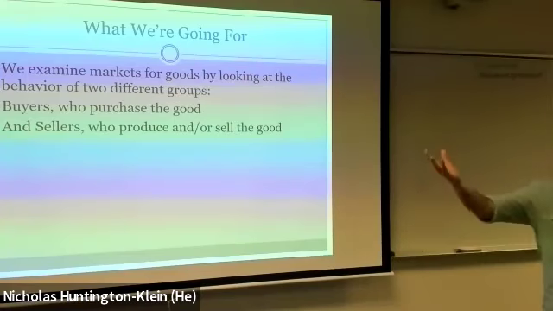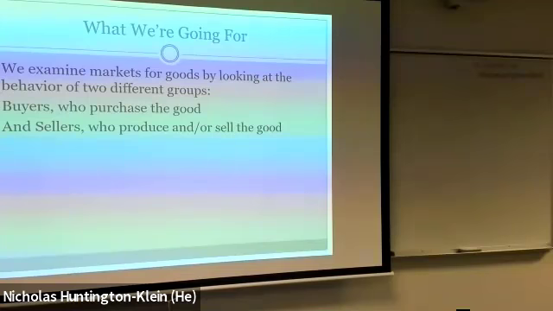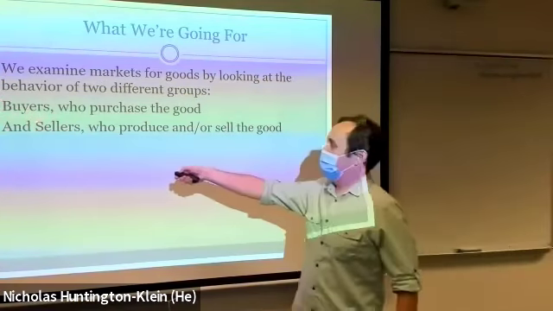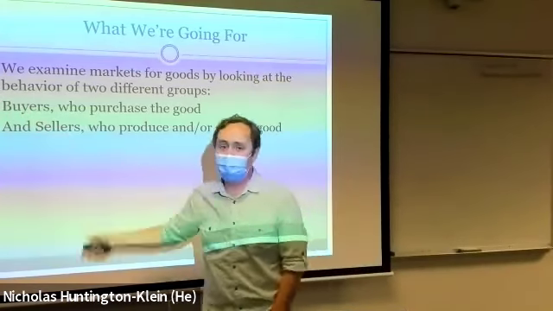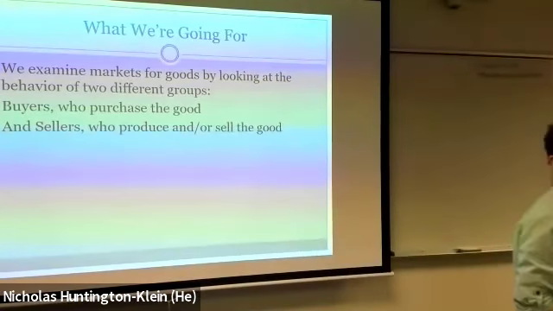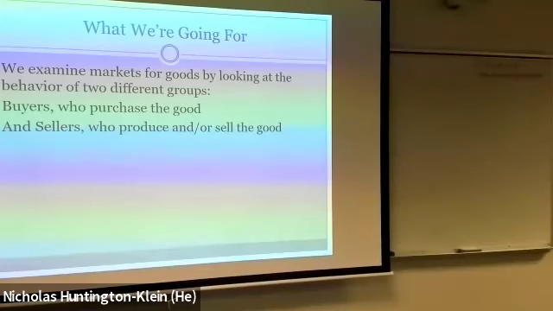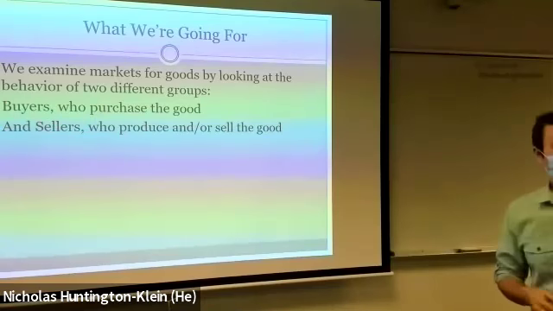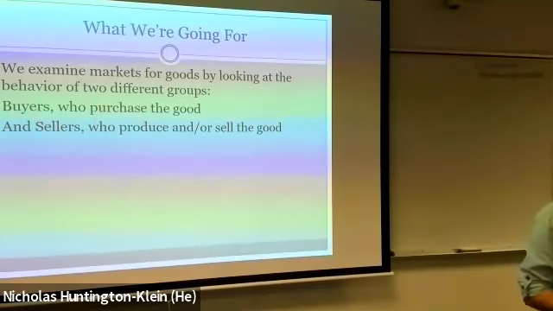So now we've got two different kinds of people. They're doing two different kinds of things. They're making two different kinds of decisions. These people are deciding whether or not to buy something, and how they're going to respond to the price for that thing. These people are deciding whether or not to sell something, and how they make those decisions. So if we can figure out how these people make their decisions, we're going to have a pretty good idea of what's going on in the whole market.